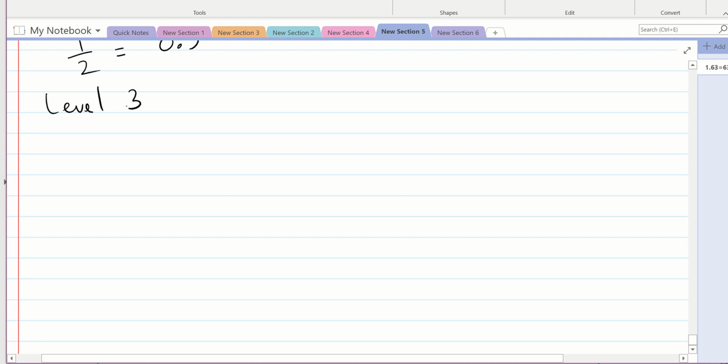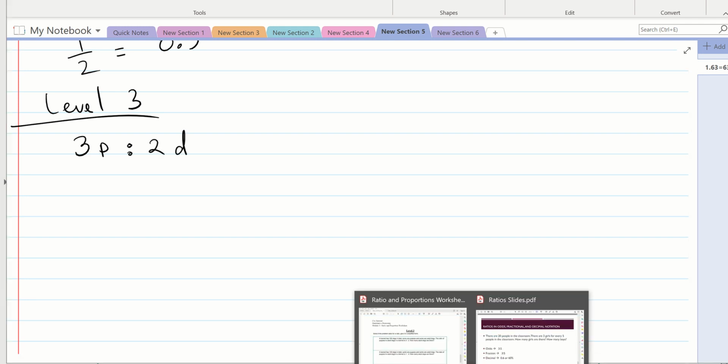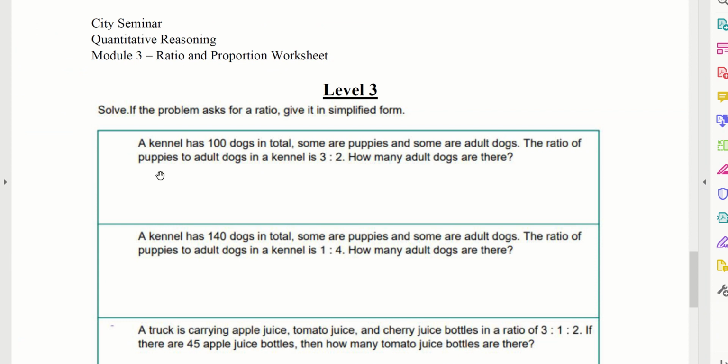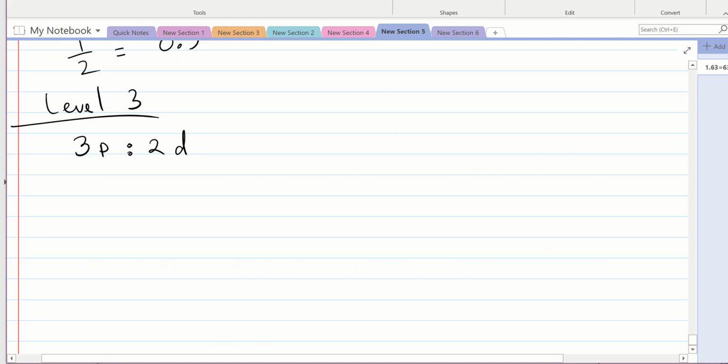We're in level 3. So we know there's 3 puppies to 2 dogs. Make sure you're reading, the order matters. Puppies to dogs, 3 to 2. 100 dogs in total. I'm going to write A so we don't get mixed up with dogs. So there's 100 dogs in total. There's 3 puppies and 2 adults.